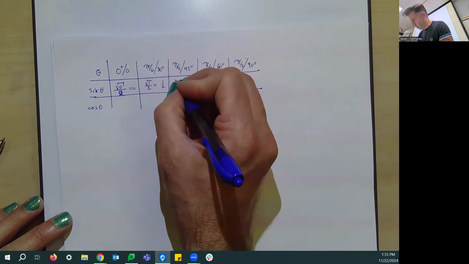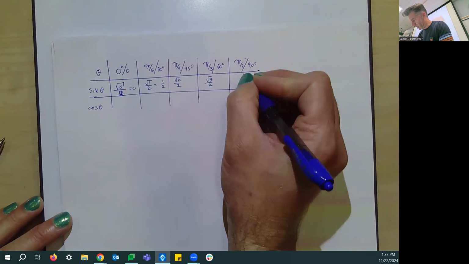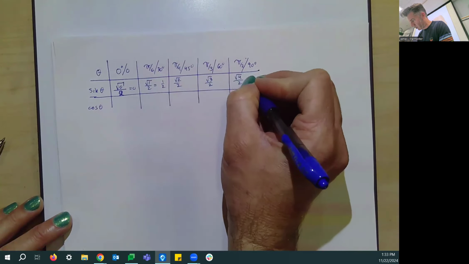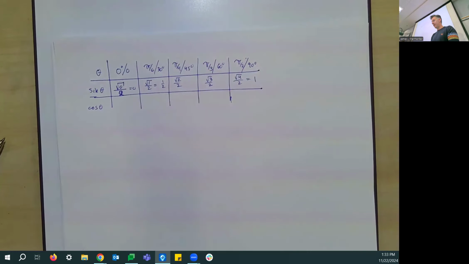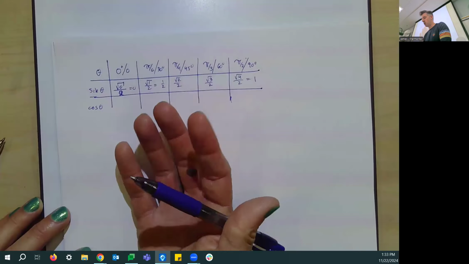Sine of pi over 4 is the square root of 2 over 2. Sine of pi over 3 is the square root of 3 over 2. Sine of pi over 2 is the square root of 4 over 2, which is equal to 1. Look at that lovely pattern. Square root of something over 2, and something just goes 0, 1, 2, 3, 4.